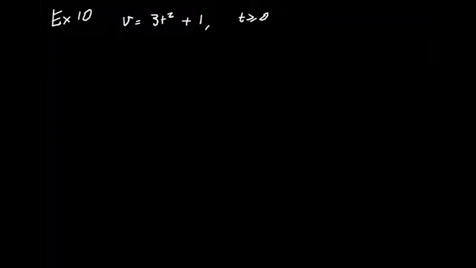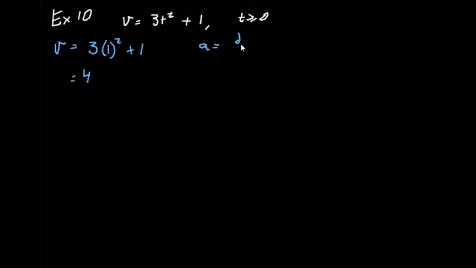So worked example 10, we've got the velocity of a particle moving in a straight line given by 3t squared plus 1. Give the particle's velocity and acceleration when t equals 1. So first thing is looking at the velocity at t equals 1. So v is going to be 3 times 1 squared plus 1. So that'll be 4.